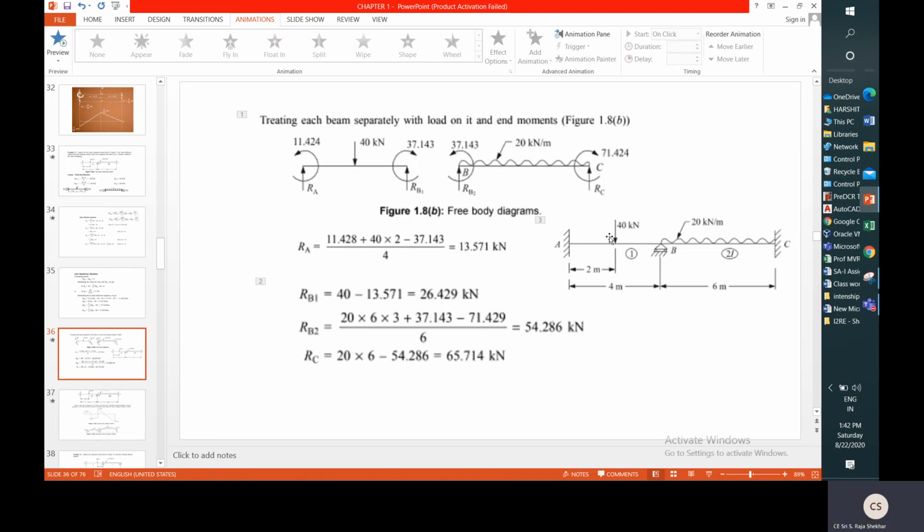For getting RC, the reaction at C, what you need to do is, from the total applied load, we need to deduct RB2. So RC is equal to total load, 20 kilonewton into 6, that is the total load, minus 54.286, that is RB2 we need to deduct. We are getting 65.714 kilonewton. Okay. So we are getting reaction at A, reaction at B, reaction at C also. RA is equal to 13.571. RB is equal to, we have to add 26.429 and 54.286. RC we are getting 65.714 kilonewton.